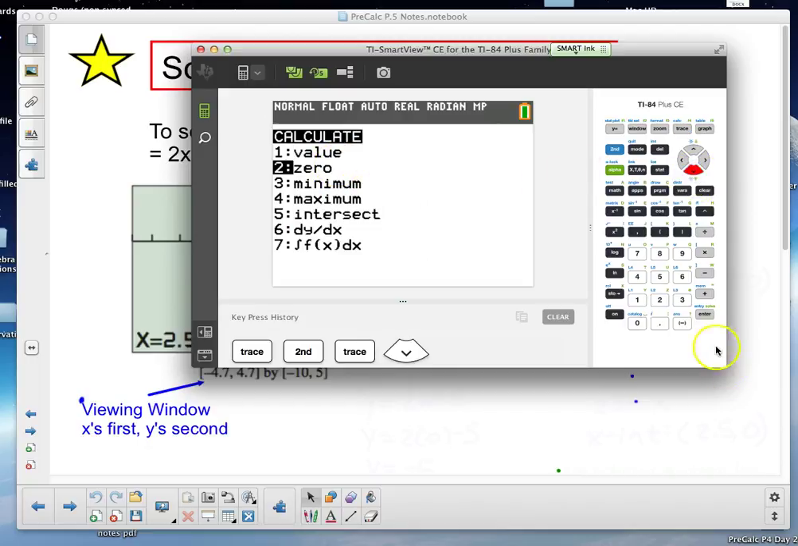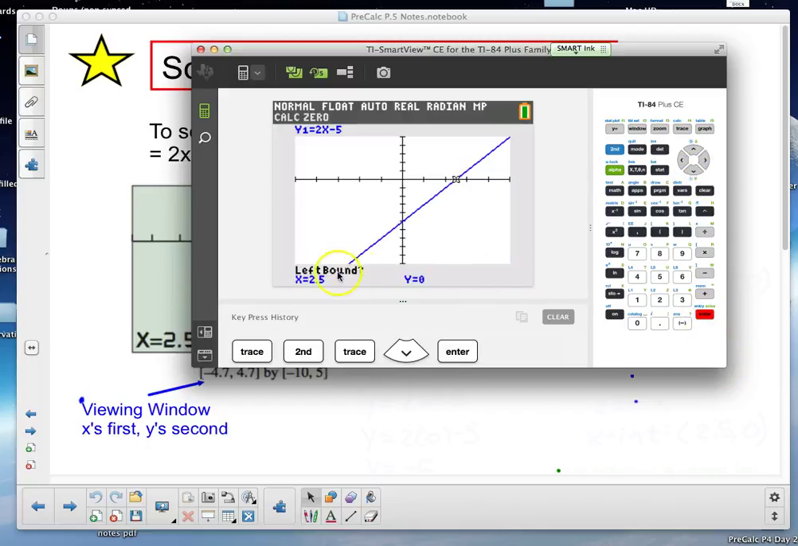Okay, so in 2, I can hit enter, and it would be left bound. When I do the left bound, I've got to be on the left side where I think the zero is, and I can be anywhere on the left bound. I hit enter. And then I've got to go to the right bound, on the right side where I think there's a zero.